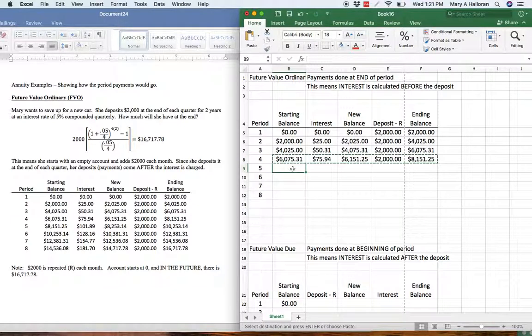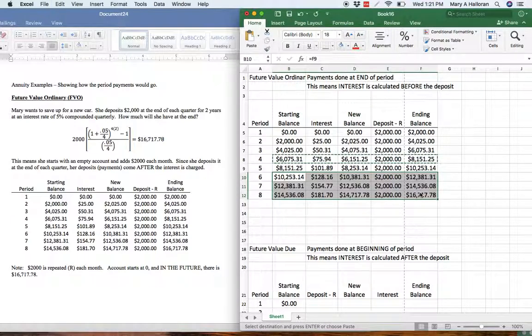And this is what's going to happen in the 5th period. And then we keep going. So to see, I just kept repeating. Notice that the interest gets calculated, and then I put the deposit at the end.